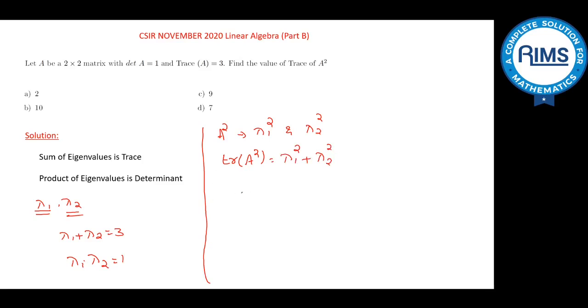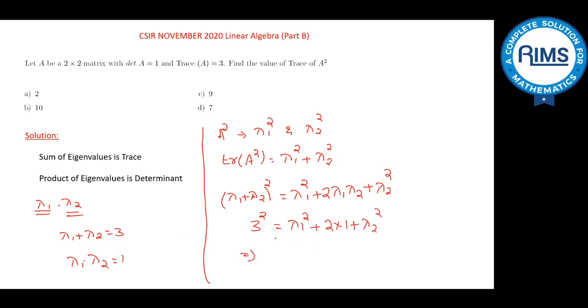Okay, now consider lambda 1 plus lambda 2 the whole square, which is equal to lambda 1 square plus 2 times lambda 1 lambda 2 plus lambda 2 square. And what is lambda 1 plus lambda 2? Lambda 1 plus lambda 2 is 3. That is, 3 square equal to lambda 1 square plus 2 times lambda 1 into lambda 2, which is 1, that is 2 into 1, plus lambda 2 square.